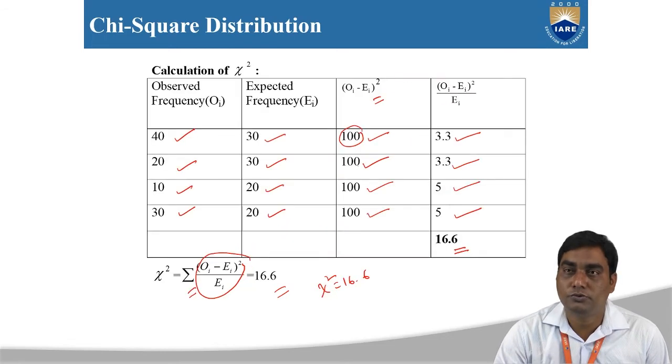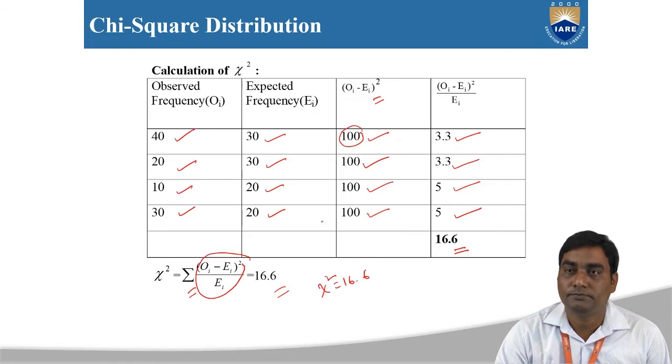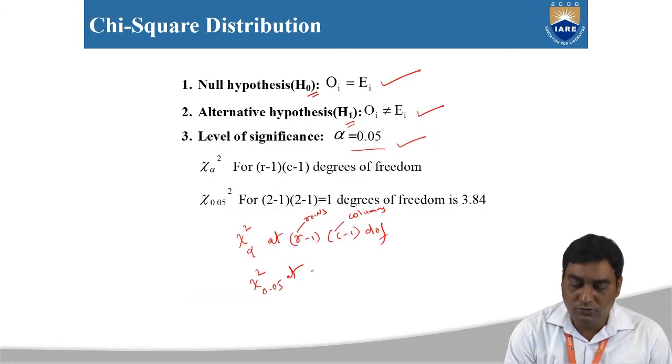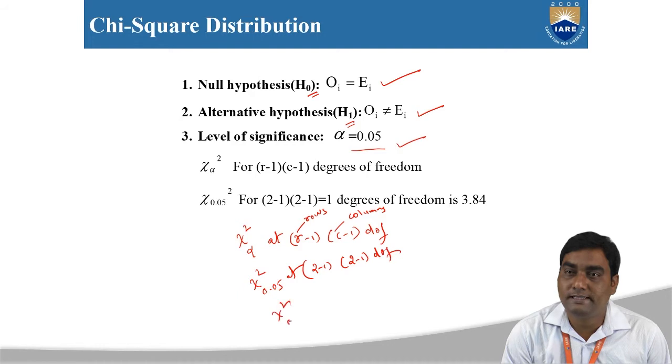I'll show you. See, first row, second row, first column, second column. We are not going to bother about the total values. Only 2 rows and 2 columns. So, (r minus 1), 2 minus 1, into (c minus 1), 2 minus 1, degrees of freedom. So, chi-square 0.05 at 1 into 1, 1 degree of freedom.